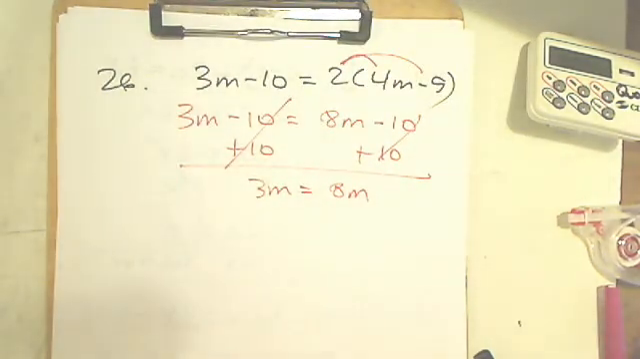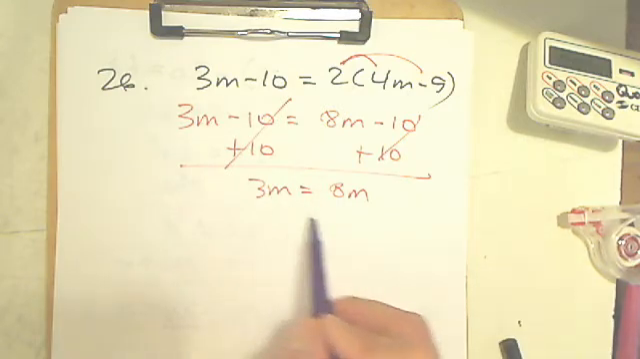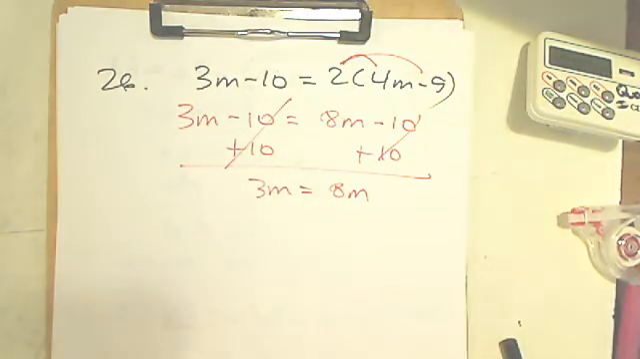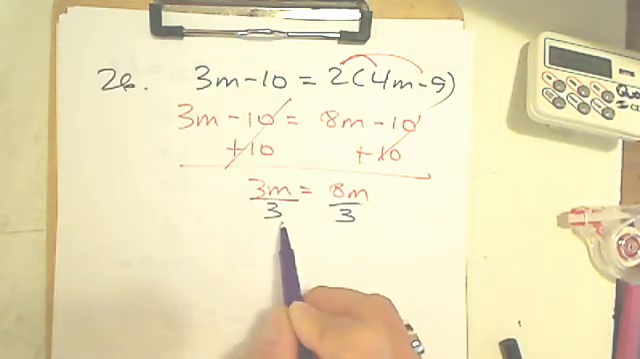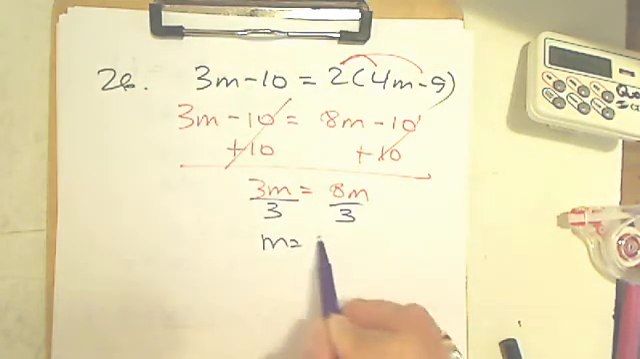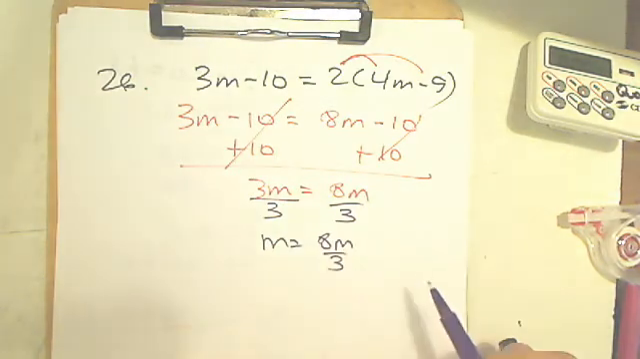Okay, but can you still solve? You can still go. Here you can, let's see here. If you divide by 3, you get m equals 8m over 3. Hold on, what did I do wrong? Did I do something wrong? What did I do wrong here?